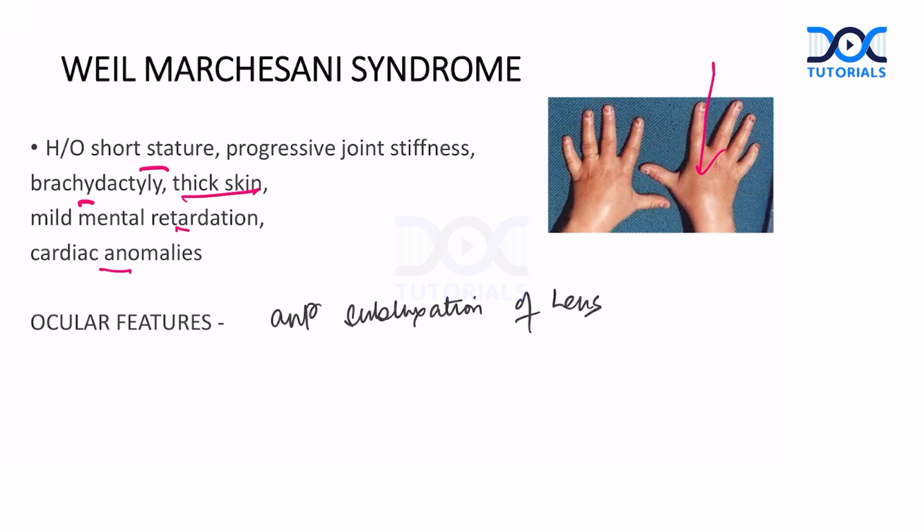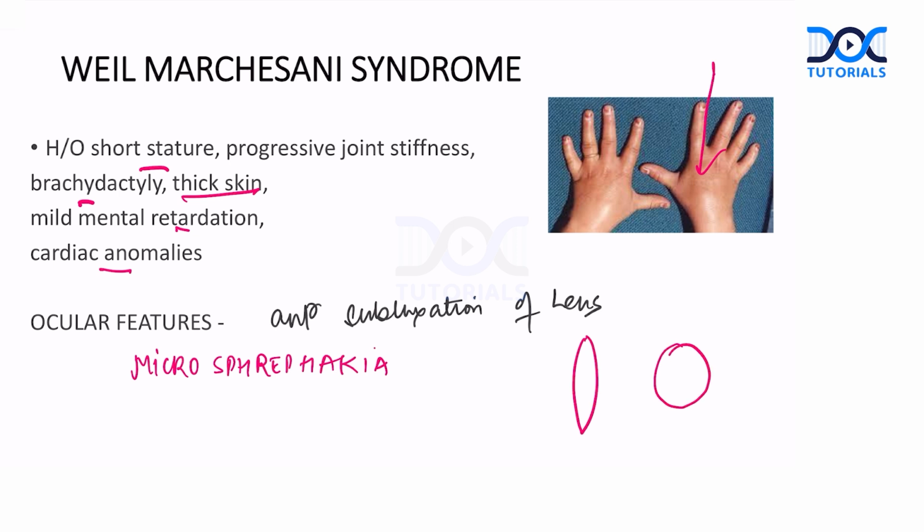All right. So if this type of child comes to you with problems in vision, see the lens on slit lamp examination. Now, why is the lens subluxated? Because these children do not have a normal eye. They have microspherophakia. Now, what do you understand by microspherophakia? Micro means small, sphero means spherical. So the lens is not this, the lens is actually this, a smaller and a spherical lens.